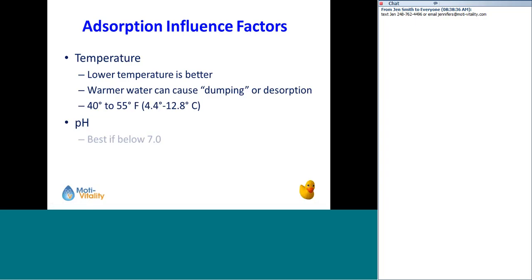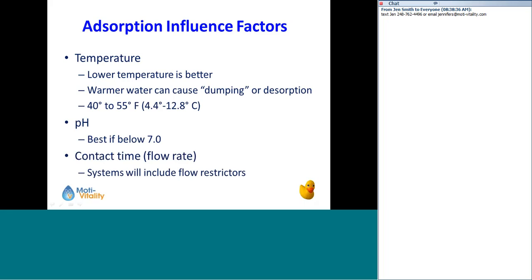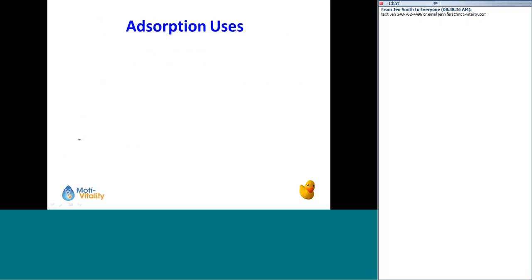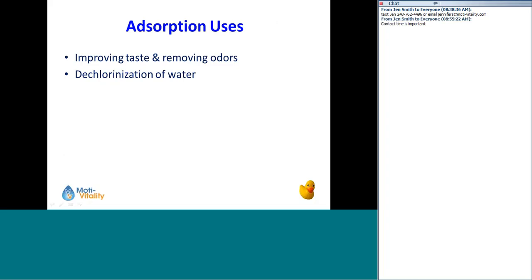pH will also affect it. It's best if it's below 7 on pH for adsorption. In contact time or flow rate, the systems, like I said, will often include flow restrictors. We use adsorption for improving taste and removing odors, and the dechlorination of water.